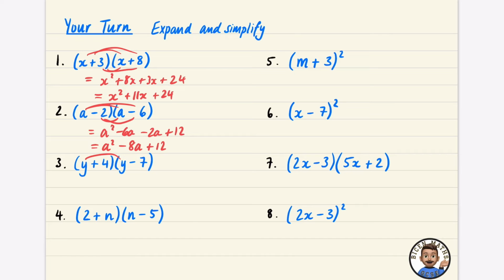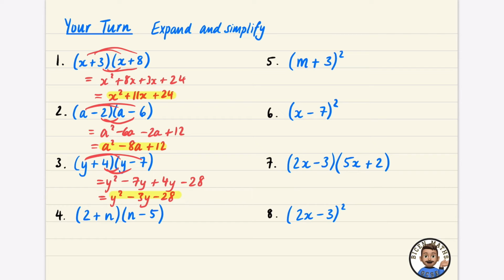Okay, I'm going to do y times y, that's y squared. y times minus 7, that's minus 7y. 4 times y, and 4 times negative 7 is negative 28. Very carefully here, minus 7 plus 4 is minus 3, so it's minus 3y minus 28. I'm just going to highlight that these are the answers that we have here, here, and here.